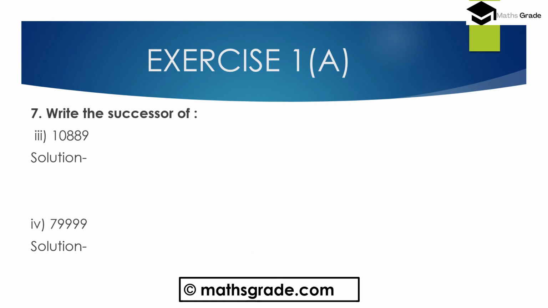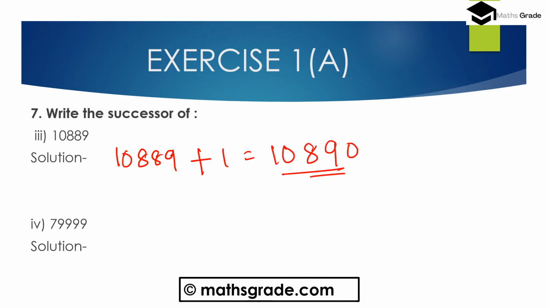Now third bit, write the successor of 10,889. When we find the successor of any number, we have to add 1 to that number. So the successor of 10,889 is 10,889 plus 1. We have to add 1 to the number 10,889. And this is 10,890. So 10,890 is the successor of 10,889.